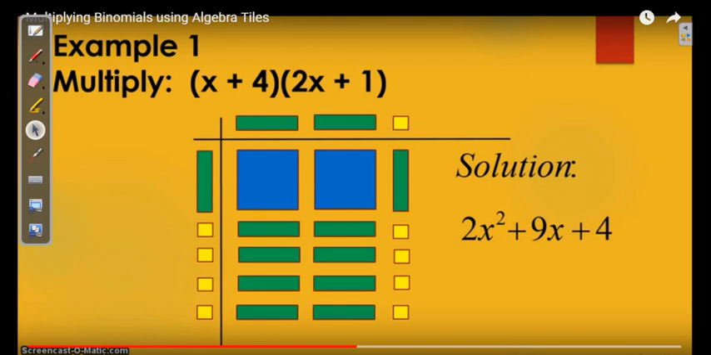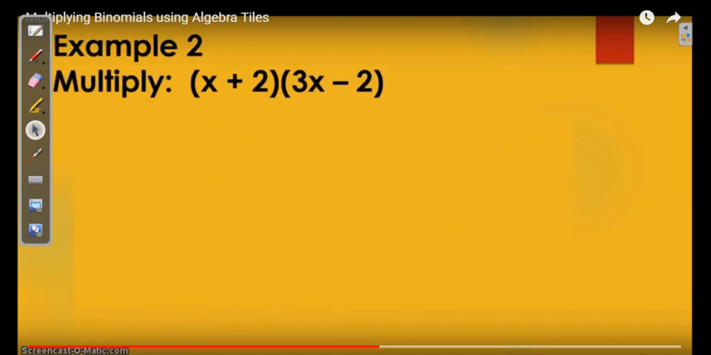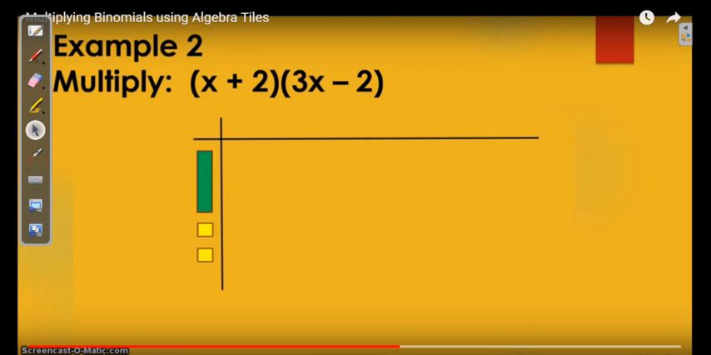Giving us a final solution of 2x squared plus 9x plus 4. Let's try a second example, only this time we'll include a negative number. Once again, we'll draw our T chart. On the left-hand side, we draw x plus 2. And across the top, we want to draw 3x minus 2. 3x, 1, 2, 3x bars.